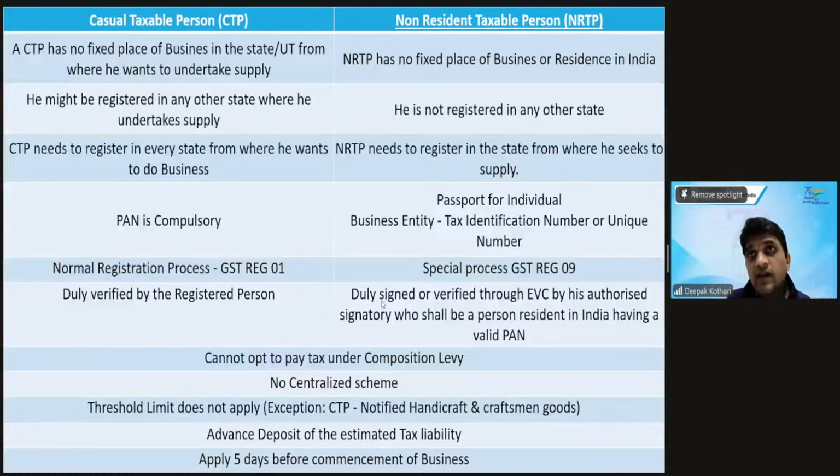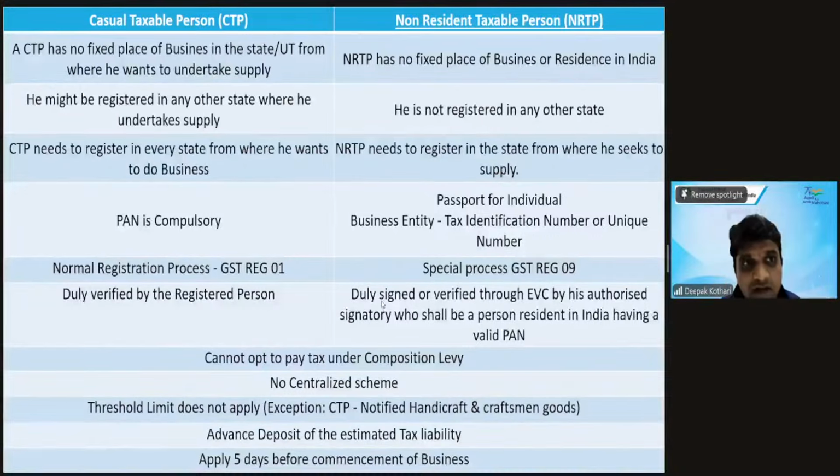Then it can get extended to a further 3 months. But an NRTP is coming from outside India, same as a casual taxable person, but a casual taxable person is coming from another state, or an NRTP is coming from another country. The main difference between these two is that an NRTP is coming from outside India, a CTP is coming from another state. They will get the same temporary registration. The second difference is PAN will be compulsory for a CTP. For an NRTP, his passport will be sufficient.